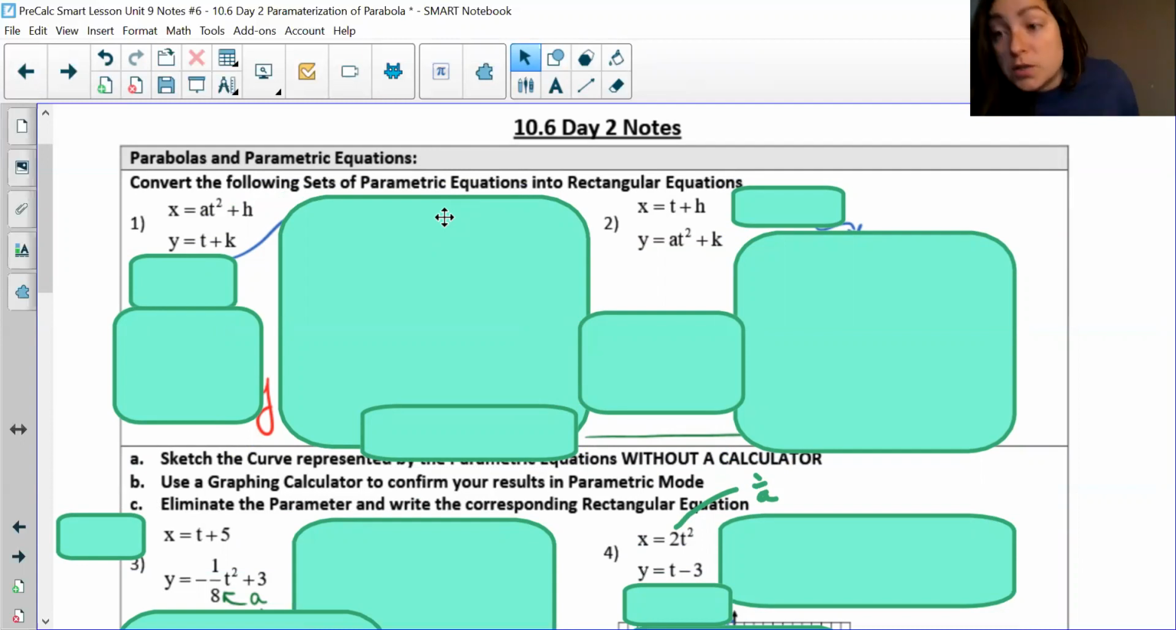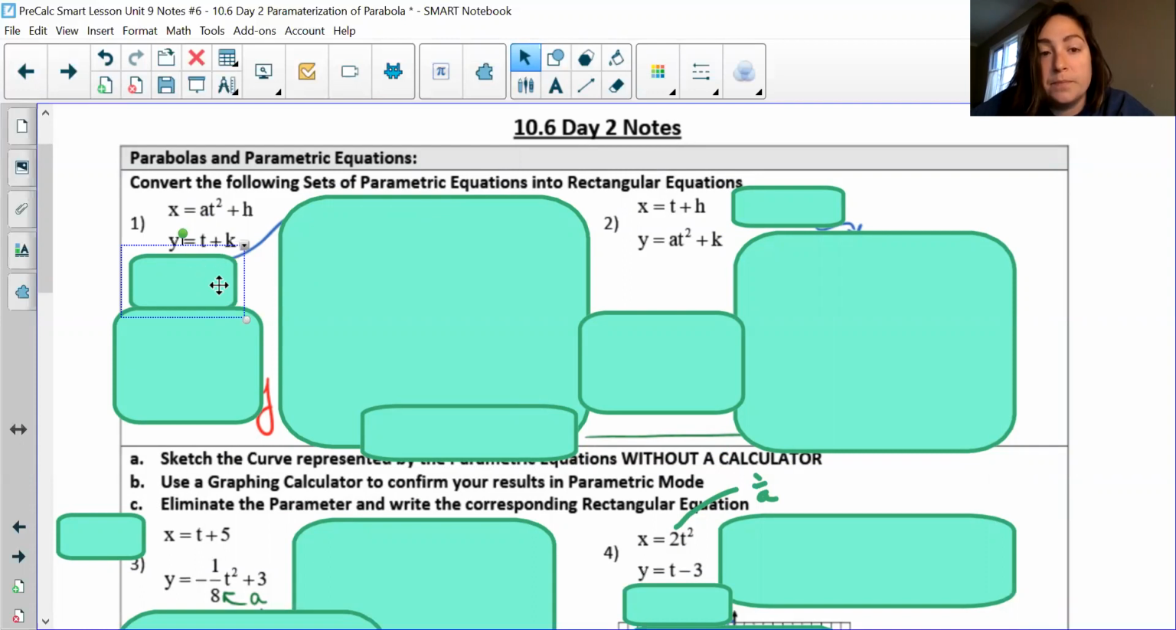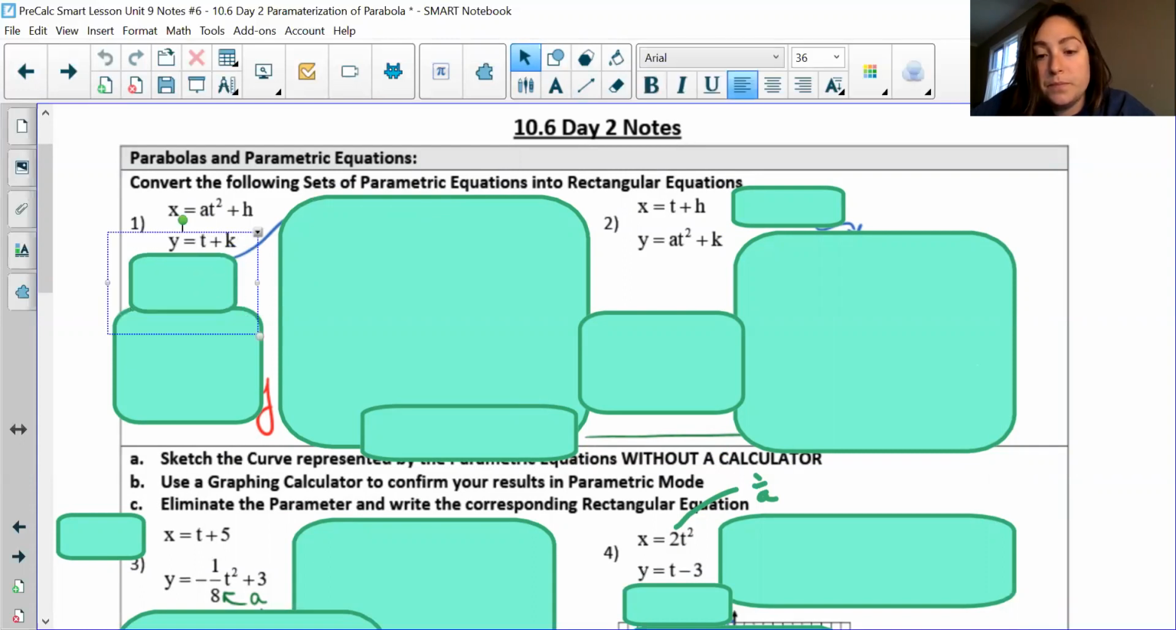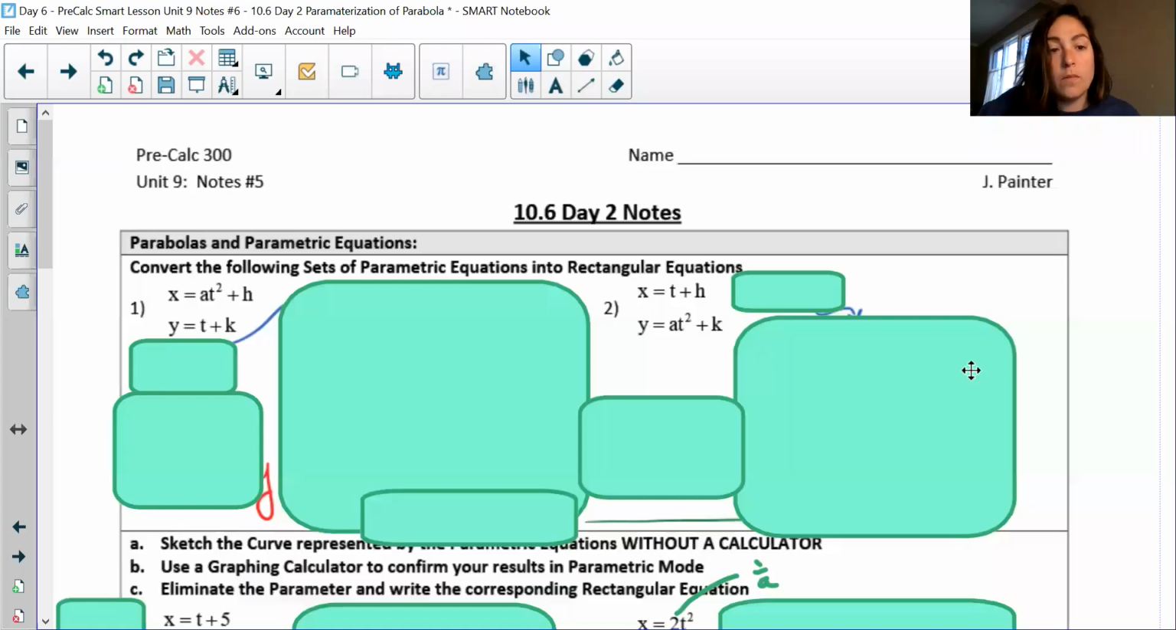So the easiest thing to do, and it doesn't matter what type of parametric equation it is, the first method that we did last lesson with lines, is to solve for t. The easiest way to eliminate t is to solve for t and substitute it in. So let's take y equals t plus k, solve for t. All right, so we get t equals y minus k.